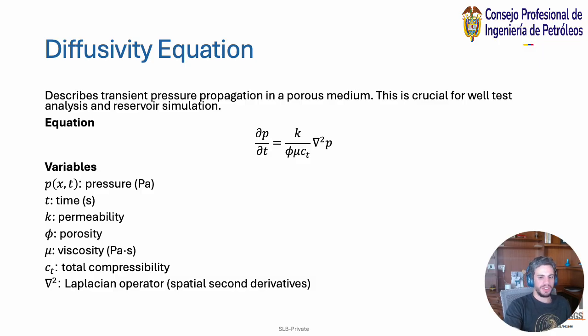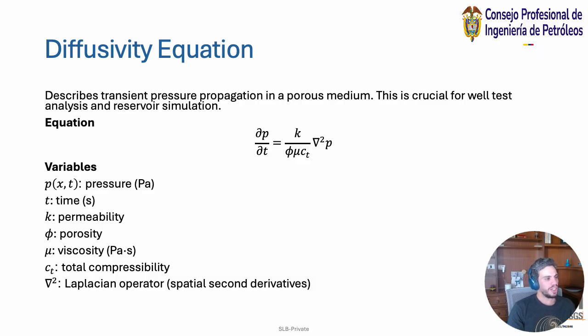So the diffusivity equation is, we're basically moving from steady flow to unsteady flow. And when the pressure changes with time, that leads us to the diffusivity equation, the heat equation, and the analog for reservoir flow, right?